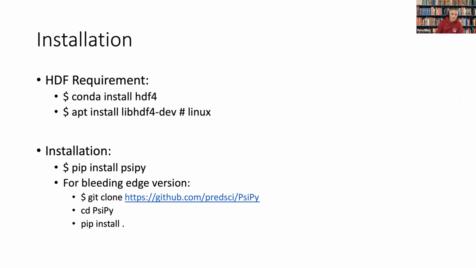To install it, the easiest way on a Mac is just to use Conda to install the HDF4 libraries. You can use apt-get on Linux, and then the actual installation is just a pip install. If you want the bleeding edge, you can just do the 3 commands at the bottom here. I would advise against doing that. I did that on Friday just to update things, and it broke the new field line tracing routines that we have. So at the moment, if you are going to play around with this, I'd stick with the official release.